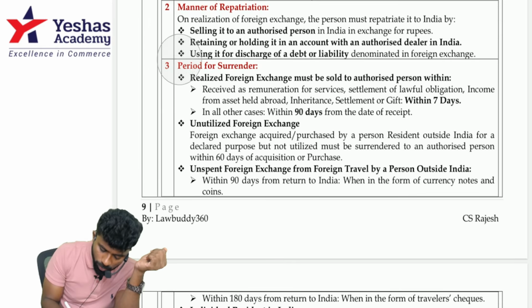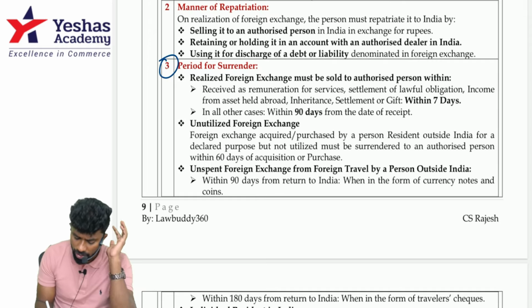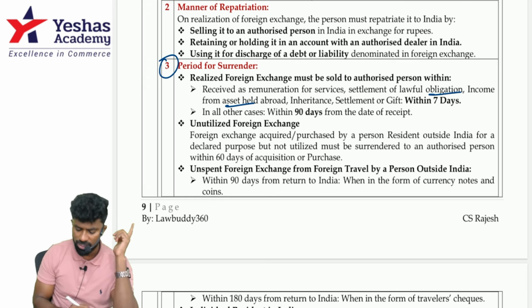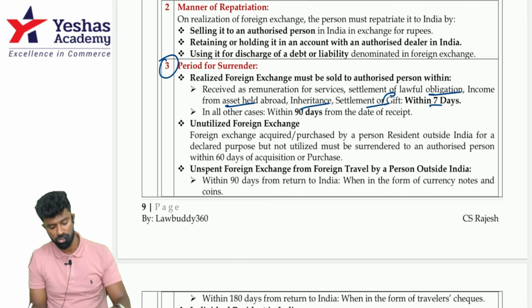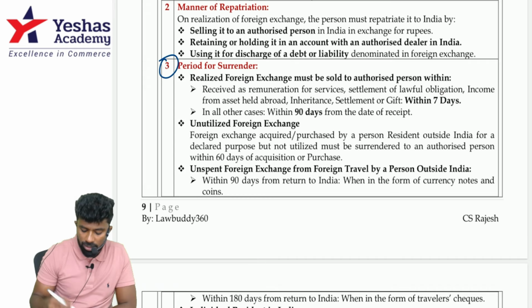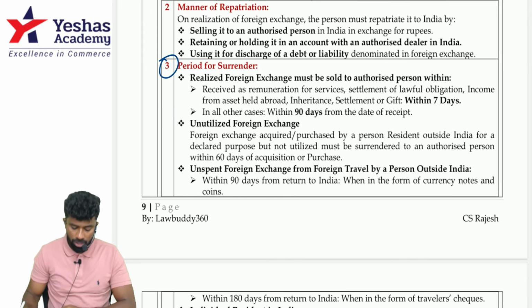What is the time limit in which you are supposed to repatriate it? Any services or any obligations, income from assets sold or inheritance, settlement, gift, within how many days? 7 days. Other than these cases, how many days? 90 days.